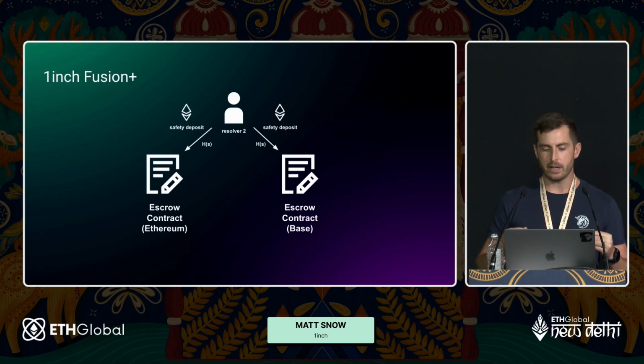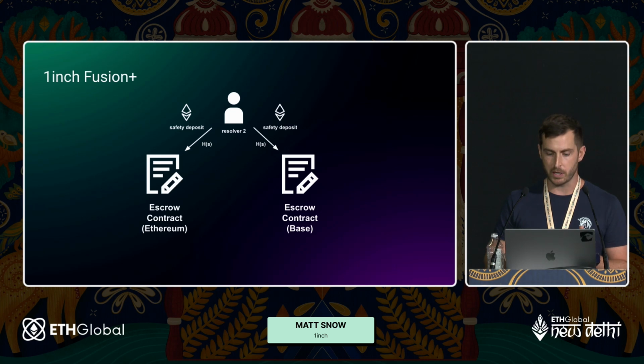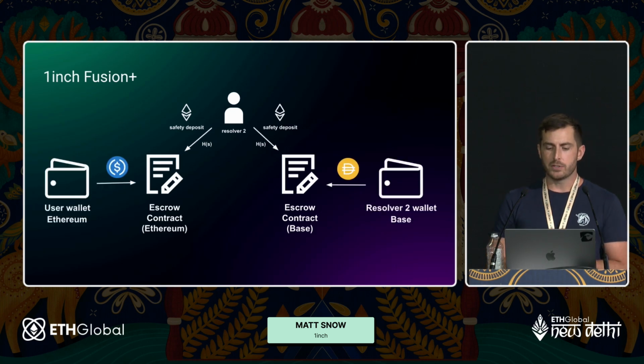By filling the order, they'll create the source chain escrow and the destination chain escrow contracts. And when they do this, they also assign a security or safety deposit to the contracts. This is a very small deposit, about the amount of gas, which is a safety mechanism that allows other resolvers to come in and fill the order if resolver 2 fails anywhere throughout this process. The resolver creates both contracts on both chains, and then they're able to deposit funds from the user's wallet because the user submitted an approval into the escrow contract. And then they deposit funds from their own wallet into the destination chain contract.